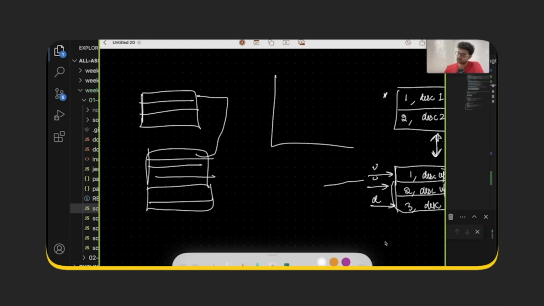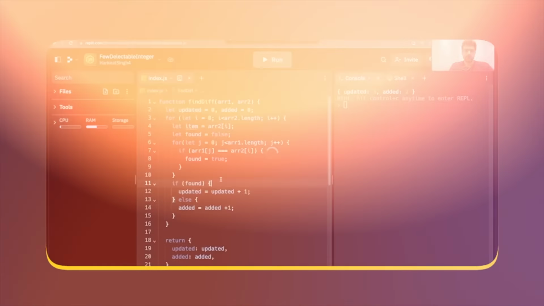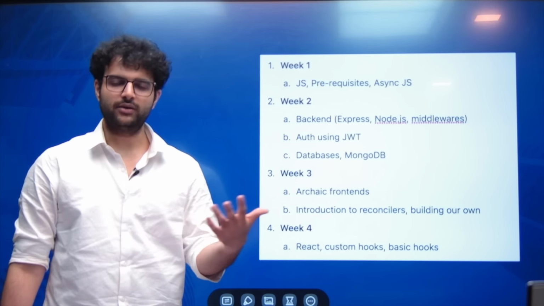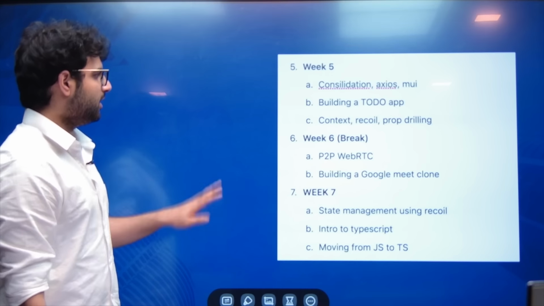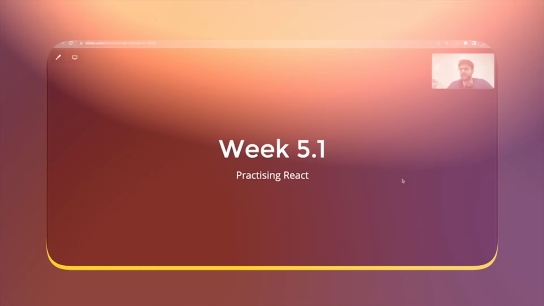So we used React. In the first part of React, which is week 4, we did some custom hooks, the basic hooks that exist, and writing our own hooks, understanding React and creating our own front end for a very simple to-do application. Week 5 was consolidating everything. Back end we learned, front end we learned, too many things we learned. So let's create a project.